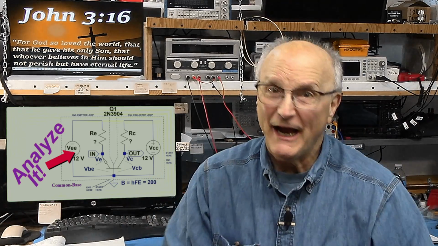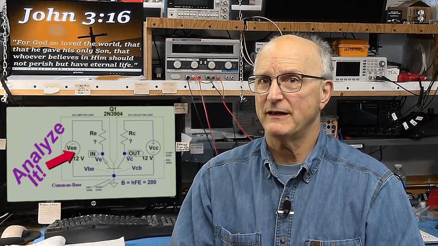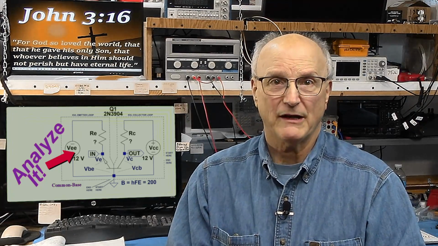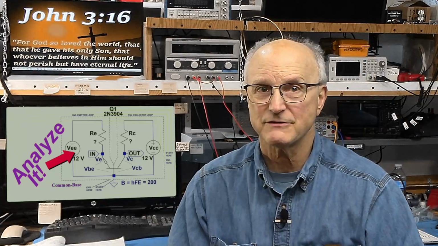So there you have the common base configuration of the bipolar junction transistor. The plan for the next video is to demonstrate how to make the common emitter and the common collector configurations much more impervious to changes in the DC current gain of the transistors.